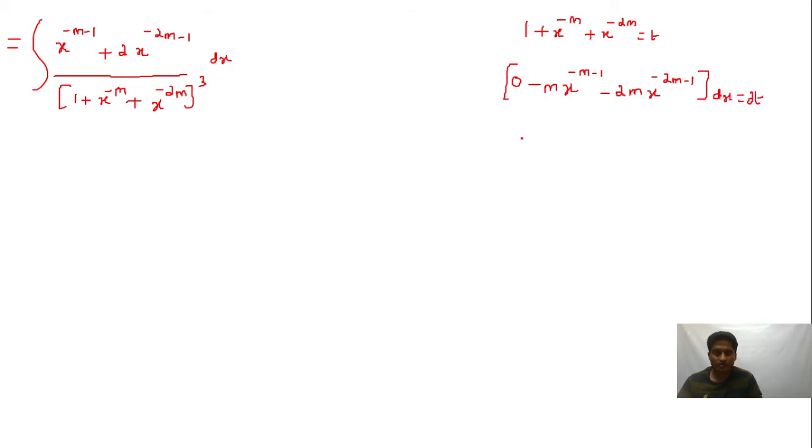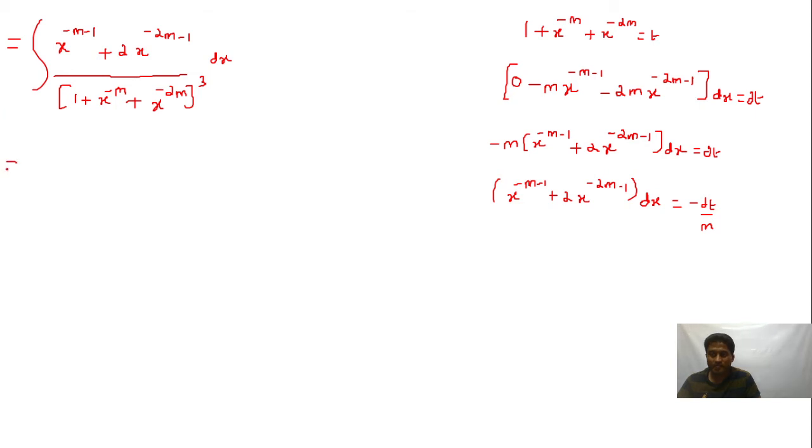I'm going to take minus m common. You get x to the power of minus m minus 1 plus 2 into x to the power of minus 2m minus 1, and then dx is equal to dt. From this you can write x to the power of minus m minus 1 plus 2x to the power of minus 2m minus 1, and then dx is equal to minus dt upon m. So this numerator can be written as minus dt upon m.